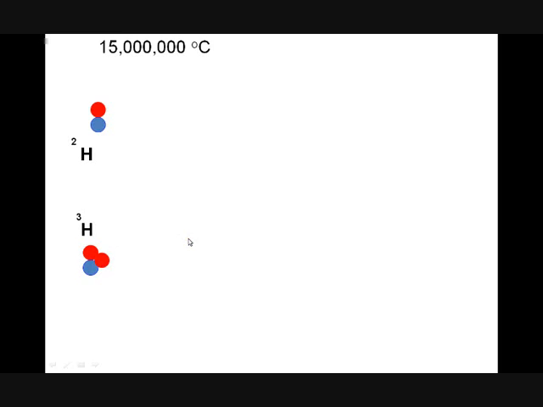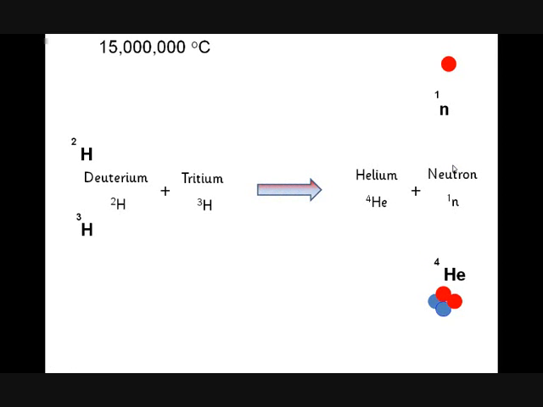When we fuse them together, we end up with helium, which has 2 protons and 2 neutrons, and we've also got a spare neutron left over. If we count up the number of protons, we've got 2, we started off with 2, and if we count up the number of neutrons, we've got 3, and we started off with 3. So this is the fusion equation we've been talking about earlier. We've got deuterium fused with tritium, or hydrogen 2 fused with hydrogen 3, and we ended up with helium and a spare neutron. And most importantly, energy was produced.